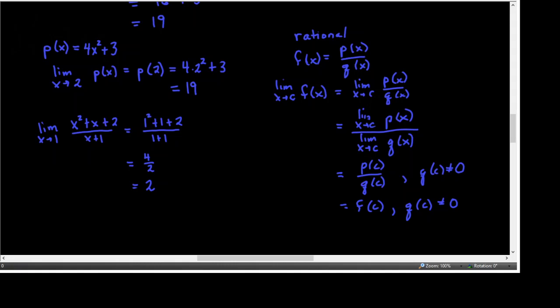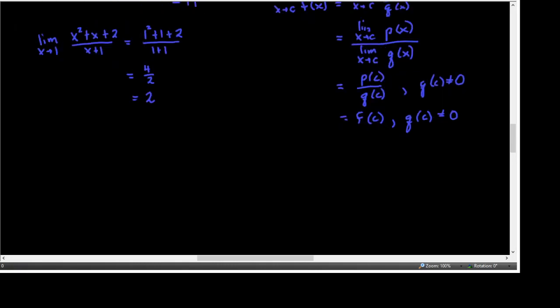So polynomials and rational functions are two of the three basic types of algebraic functions. The third type, those that involve a radical, are also algebraic, and are now to be dealt with in Theorem 1.4. If you have the limit as x approaches c of the nth root, so there's your radical, of x, sometimes you'll be able to substitute and get an answer, sometimes you won't. So I'm going to show the substitution answer first.